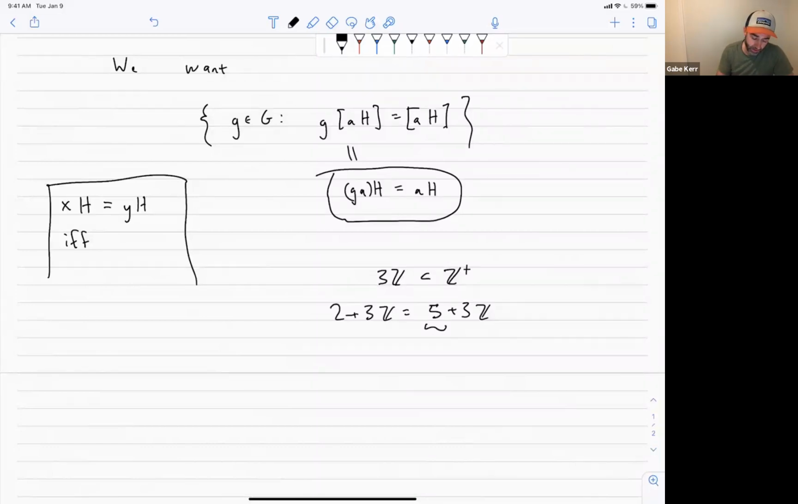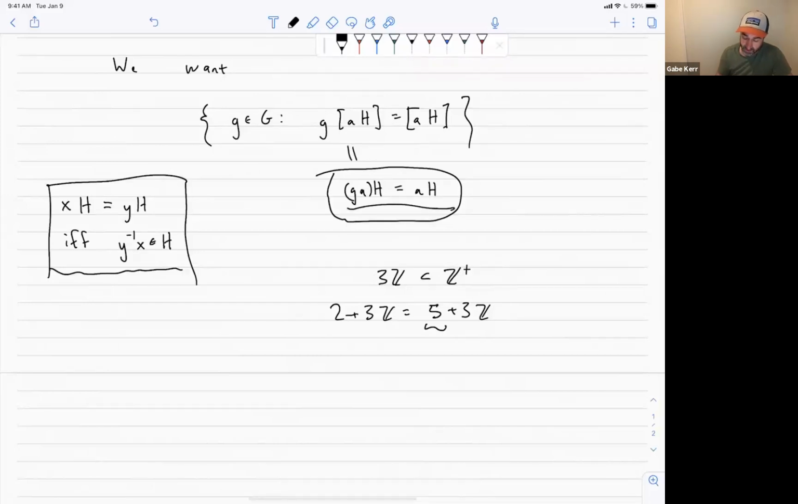So the key here is a criterion we had a while ago, some theorem, that this is true if and only if y inverse times x is an element of H. That's the statement. So look back in the book or in the notes, and you'll find this when we first start talking about left cosets. This is the criterion. So right now you can use that.